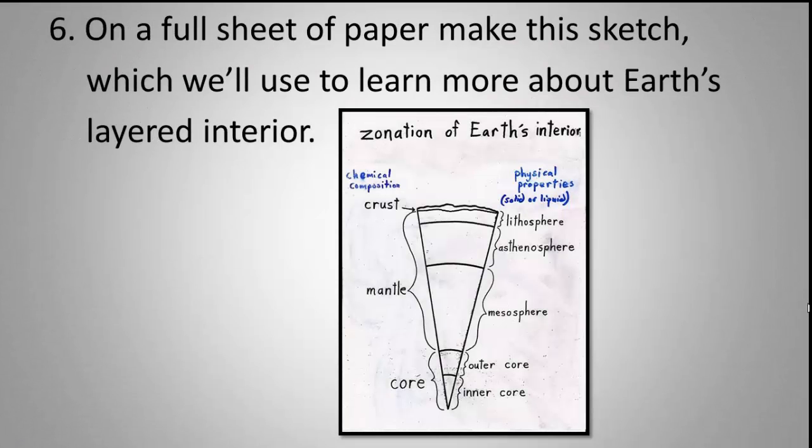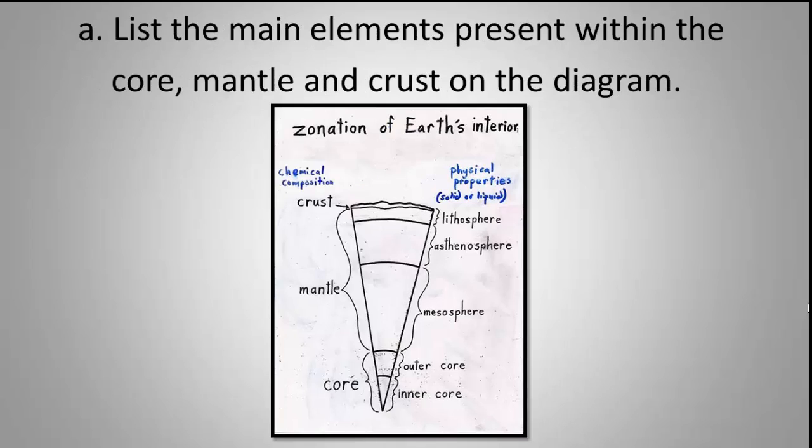So here's a sketch I would like you to make on a sheet of paper. We'll use this to learn more about Earth's layered interior, and we'll come back to this when we talk about plate tectonics. So go ahead and take a moment, sketch this out. Now that you have that sketch, I'd like to list the main elements present within the core, the mantle, and the crust on the diagram.